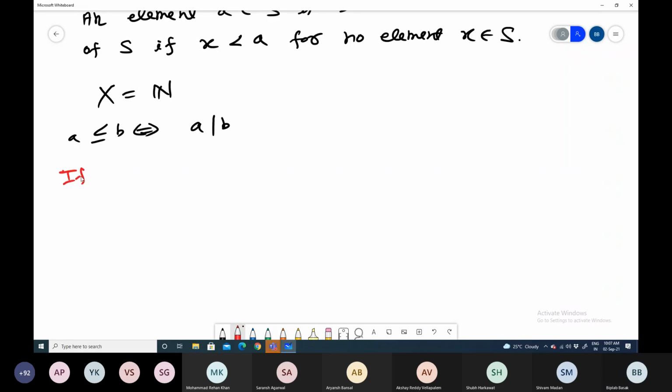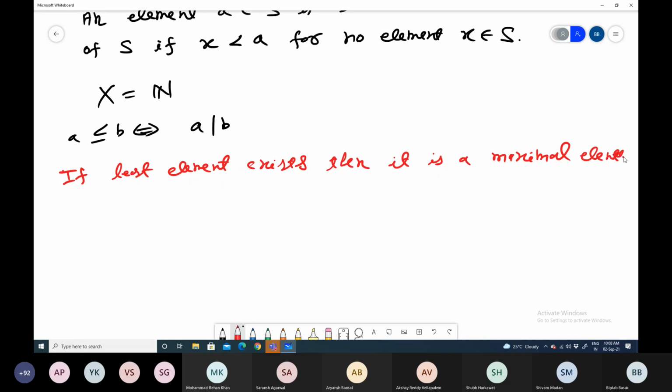So one observation that the student made: if a least element exists, then it is a minimal element as well. That means if you have a least element of a set, then it has only one minimal element. It is a minimal element.